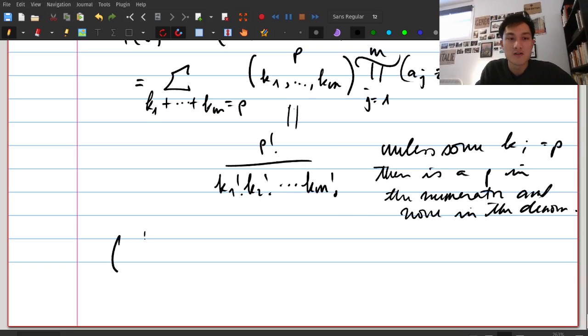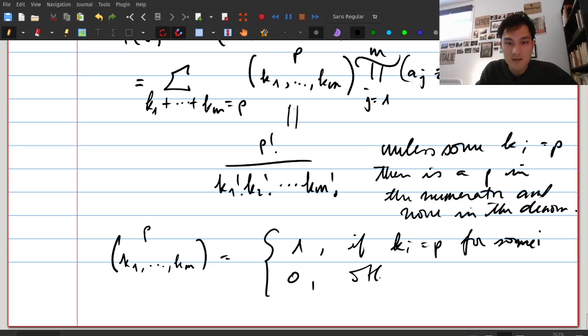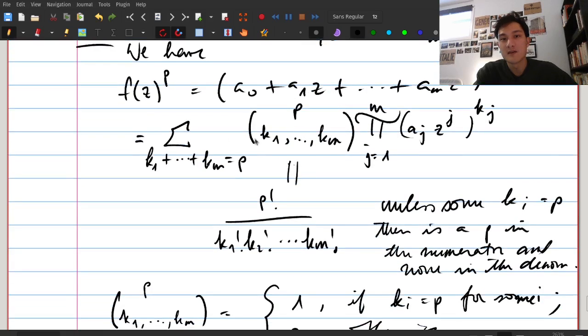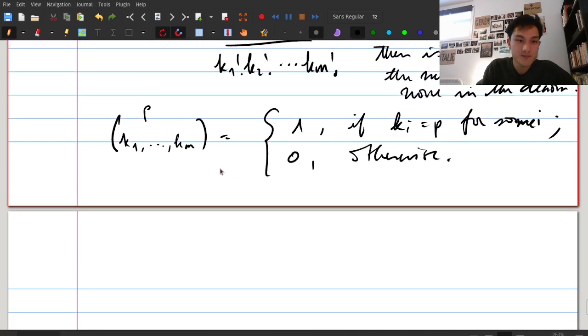Okay, so what we've shown is that the coefficient (p; k1, ..., km) is equal to 1 if ki equals p for some i, and 0 otherwise. Okay, so this is perfect because, look, what we had was a sum of so many different things, but now we only really need to look at, there's only m cases, right, where k1 is equal to p, or k2 is equal to p, or km is equal to p. So the sum becomes a lot more manageable.